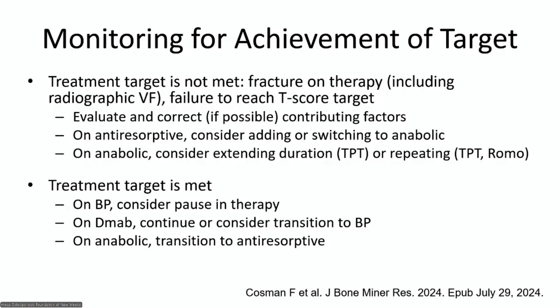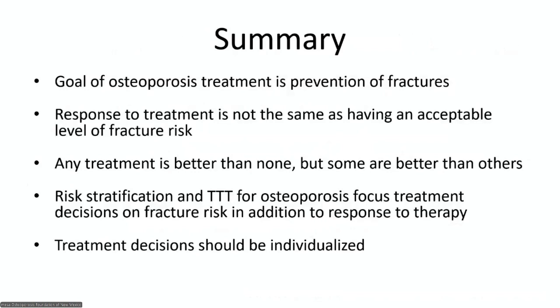If they're on denosumab and they've met their treatment target, it's perfectly reasonable to continue denosumab. There's no limit in duration of treatment with denosumab, or you could consider a transition to a bisphosphonate with all the complicating factors that you've heard about already. And if they're on an anabolic, I would complete the course of anabolic and then, as usual, transition to an antiresorptive agent.